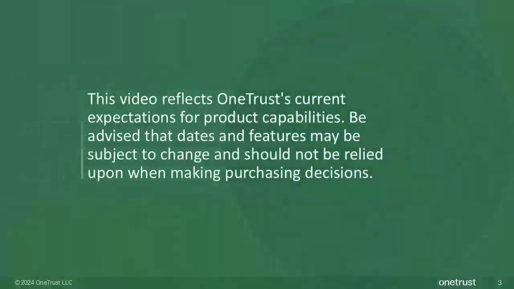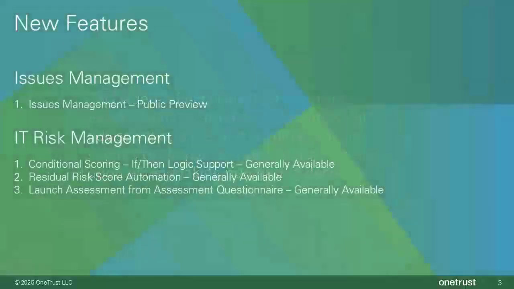As always, just a quick reminder that this video reflects OneTrust's current expectation for product capabilities. Be advised that dates and features may be subject to change and should not be relied upon when making purchasing decisions. In this release, the Issues Management module is being released as public preview. In addition, there are 3 features in IT Risk Management that are being released as general availability. They are Conditional Scoring If-Then logic support, Residual Risk Score Automation, and Launch Assessment from Assessment Questionnaire.